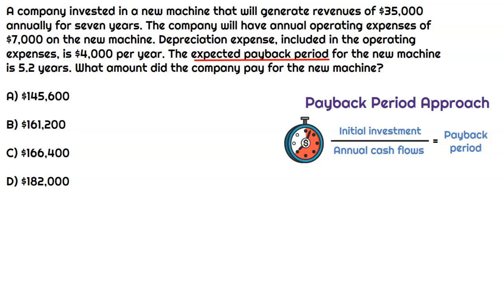So the formula is really not that difficult. It's just the initial investment and we divide by the annual cash flows. Now, there is no time value of money component of this. If it was, it would be called the discounted payback period approach. Now, what we get is a result that's measured in number of years, right? And this is the payback period.